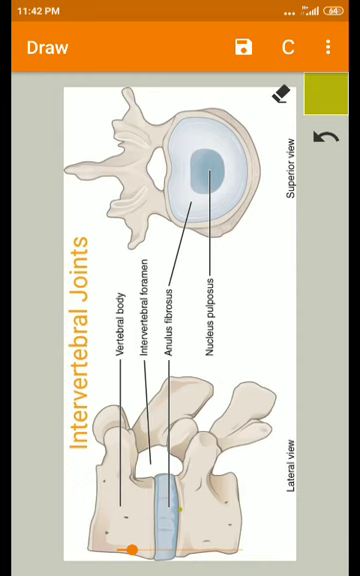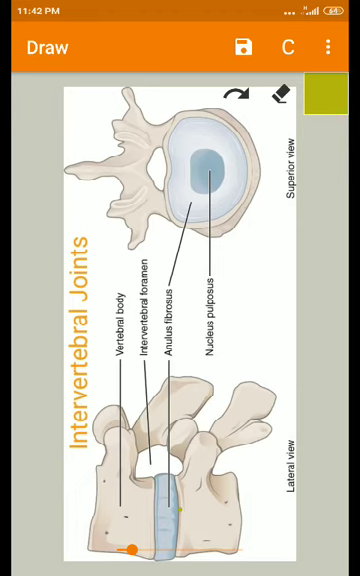Dear students, welcome back. The other joints present in the thorax are the intervertebral joints. That means the joints present in between the two vertebrae are called intervertebral joints. Inter means in between, vertebra means two vertebrae, and the joints existing between the two adjacent vertebrae are called intervertebral joints.